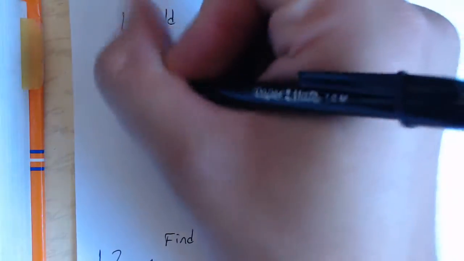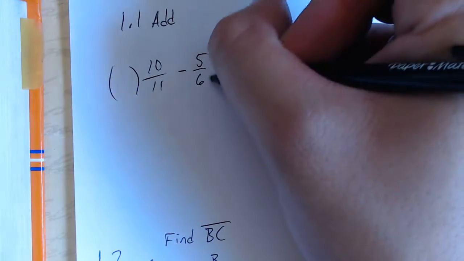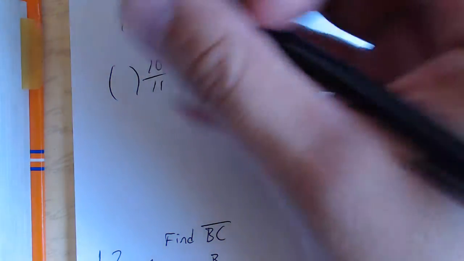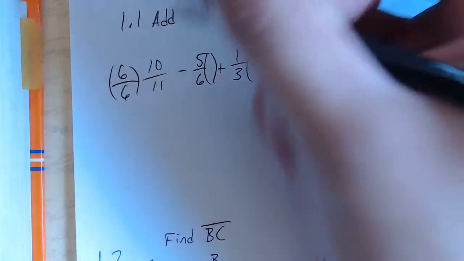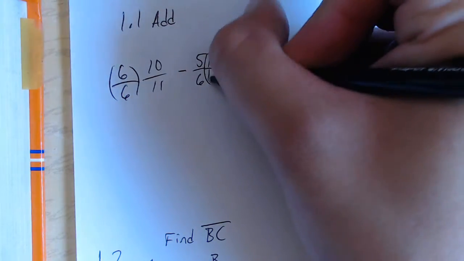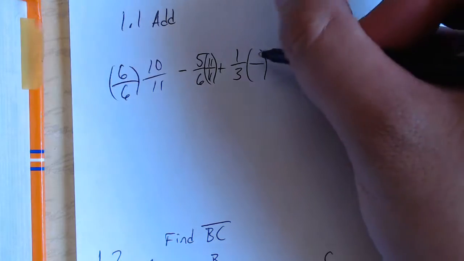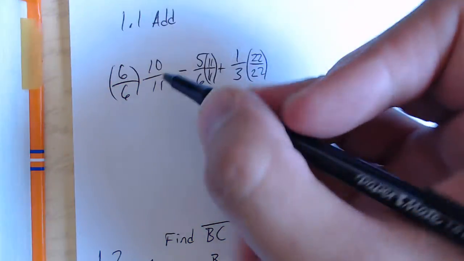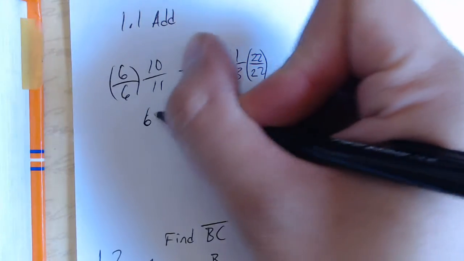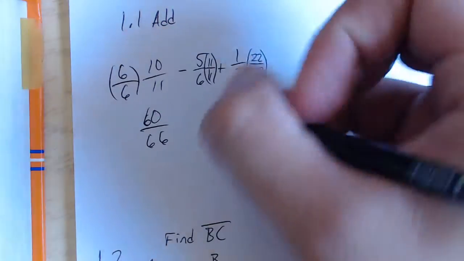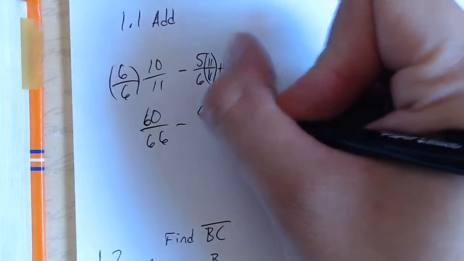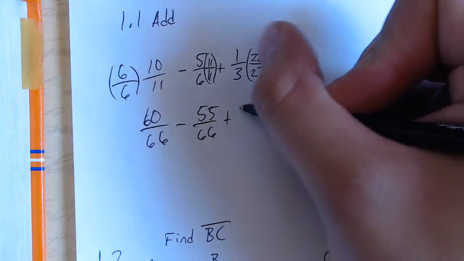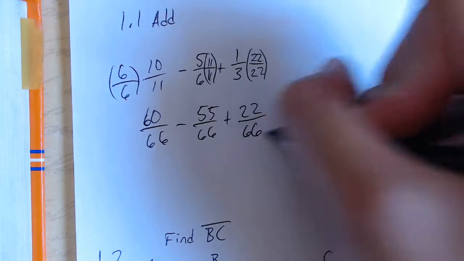So if we multiply each term by the number it needs to get up to 66, we can get the answer pretty quick. So 11 is going to multiply by 6 over 6. 6 will multiply by 11 over 11. And 3 is going to multiply by 22 over 22. So that rewrites the problem as 60 over 66 minus 55 over 66 plus 22 over 66.